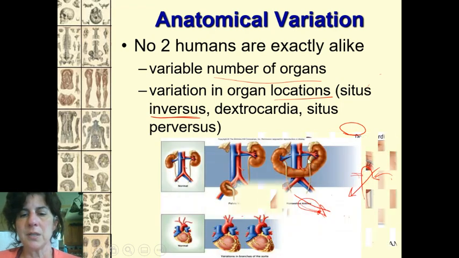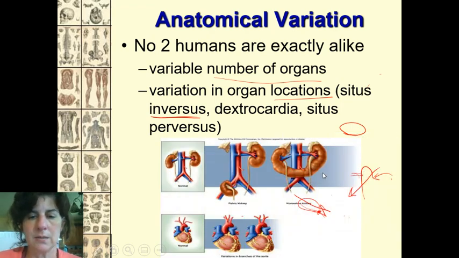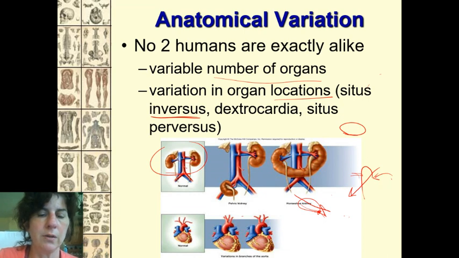Situs perversus is this variation in here. So here we have normal kidney placement, right? And notice that they're not level. You do actually have them offset a little bit right here. See, so they're offset a little bit. But this kidney here is in the right place, and this one's way low. Okay, so that can be a problem with flow into the bladder.